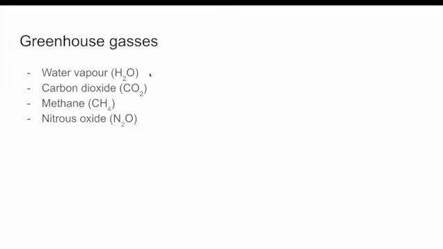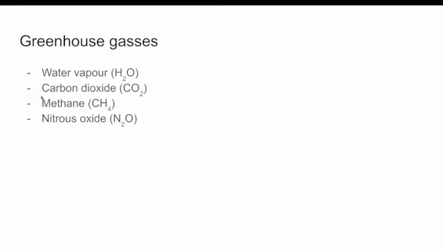So water vapor just means steam. Like if you're boiling pasta, you're creating water vapor, which is technically a greenhouse gas. Carbon dioxide, I'm sure you know what that is. It's like what pollution is pretty much. So a car exhaust pipe would release a lot of carbon dioxide.